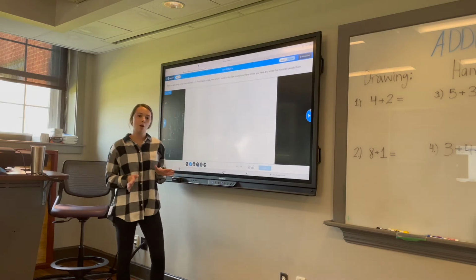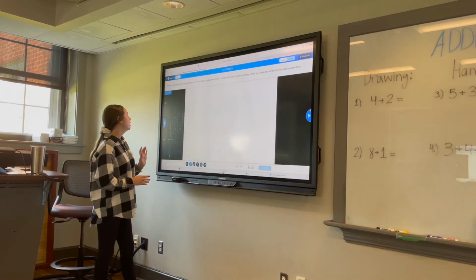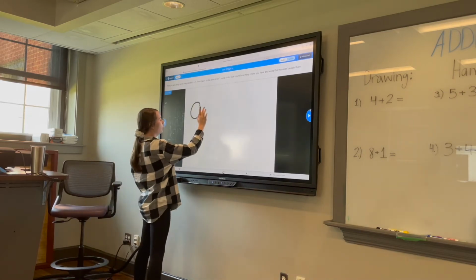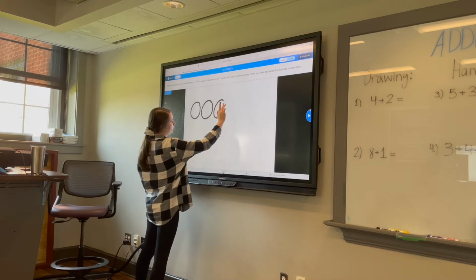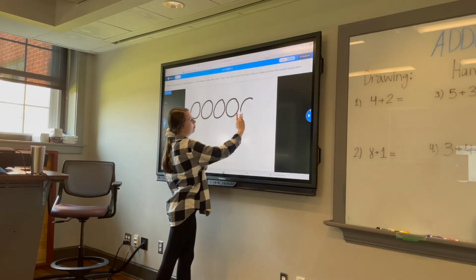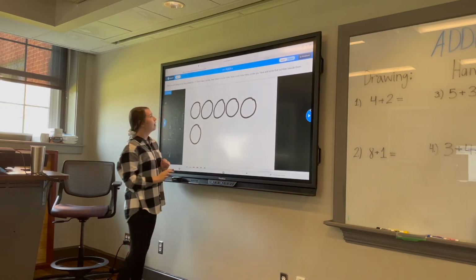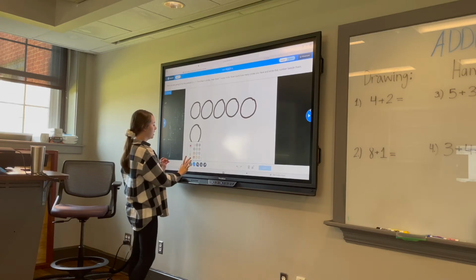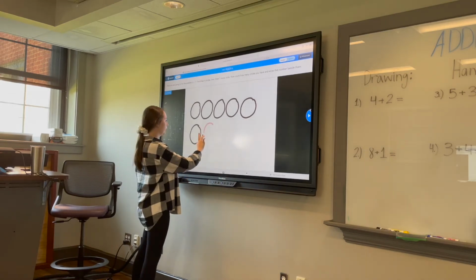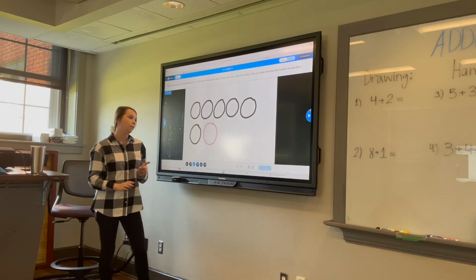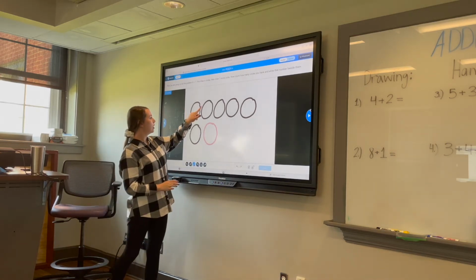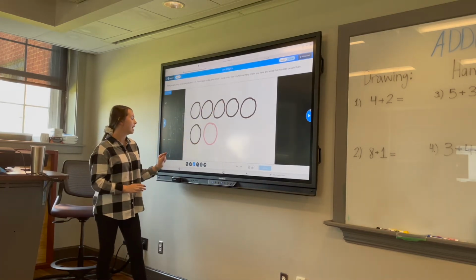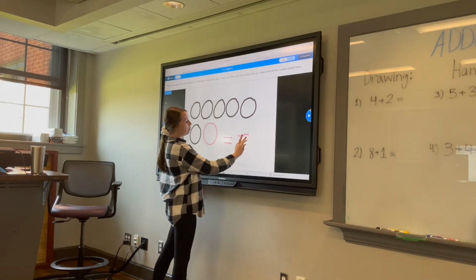Now we're going to do this problem as a class by drawing it together. We see the problem 6 plus 1, so we know that this means we draw 6 circles first: 1, 2, 3, 4, 5, 6. Then we're going to add 1 more. So we're going to draw another circle. We're going to draw this in another color so we can see that it's a different circle. Then we're going to count them all together: 1, 2, 3, 4, 5, 6, 7. We can see that we have 7 circles. So the answer to our problem would be 7.